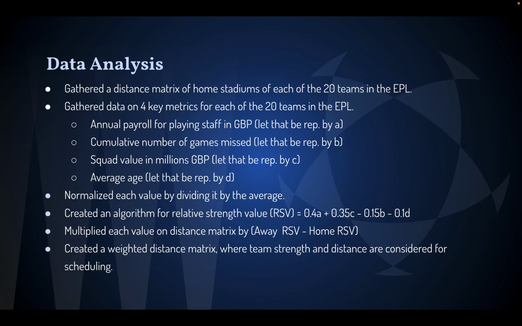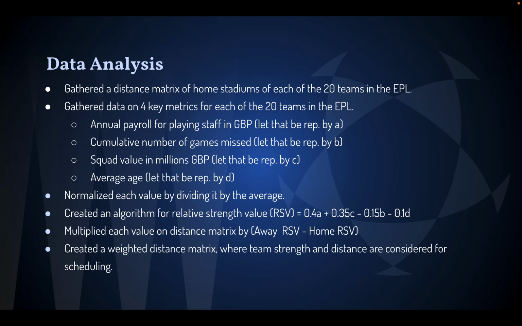To create a level playing field, we normalized each value by dividing it by the average. We then created an algorithm for the relative strength value, RSV, using the formula RSV = 0.4A + 0.35C - 0.15B - 0.1D. The RSV represents the overall strength of each team. Next, we multiplied each value on the distance matrix by the difference between the away team's RSV and the home team's RSV. This was done to give a weightage to the strength of the teams involved in each match.